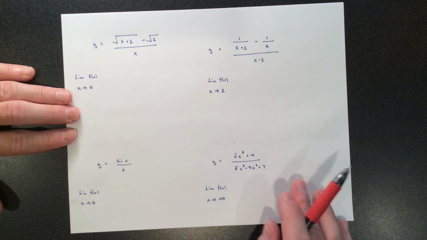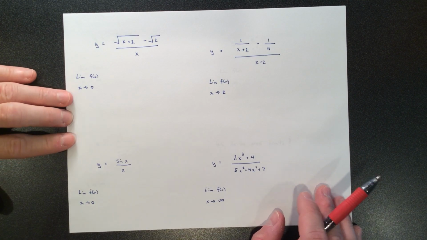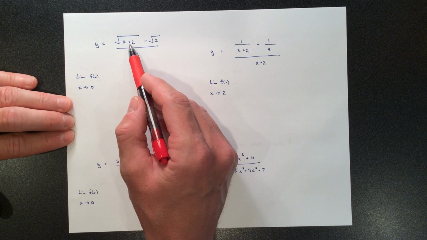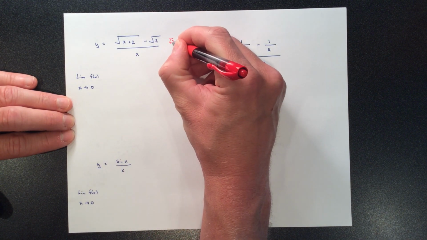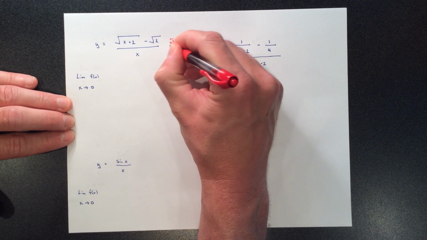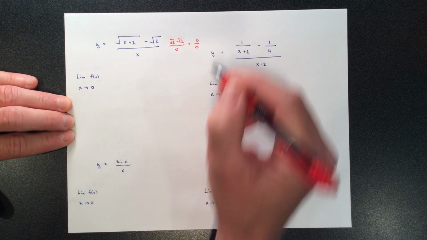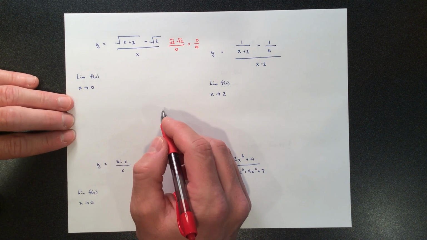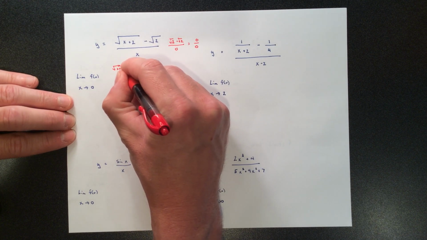We can look at some of these cases, and again, there's going to be a decent amount of algebra in these cases. I'm going to go through them a little quick, but if you just plug in 0 here, you get square root of 2 minus square root of 2 over 0. Well, that is just 0 over 0, and we get one of those indeterminate forms again. Okay, so what you're going to do in this case is you are going to have to multiply by the conjugate.